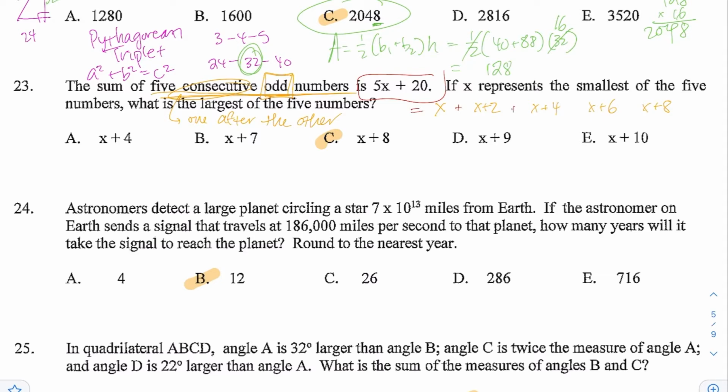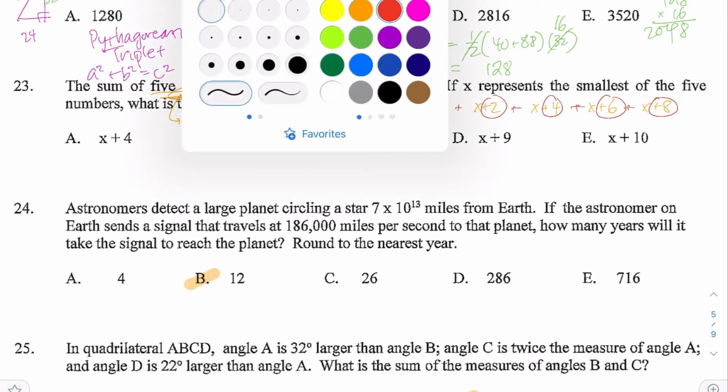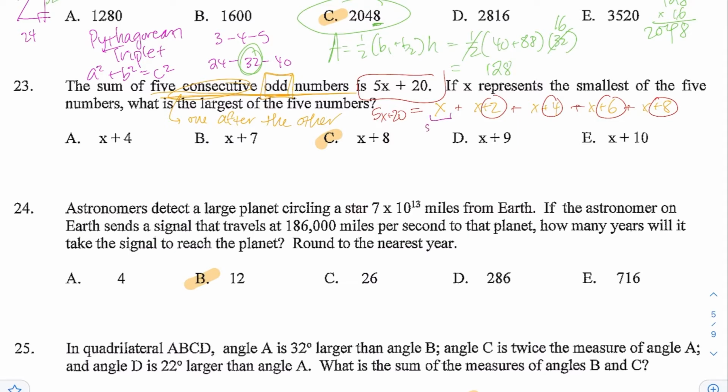So here, if you add everything up, that's going to be 5x plus 20. If you were to add up these numbers, you have to combine like terms. The x's, you have 5 of them, and you have to add 2, 4, 6, and 8. So that's going to be 5x plus 20. Now, to figure out the largest of the 5, you have x, which is the smallest. And the largest will be right here, x plus 8. And everything does add up to 5x plus 20, so everything does check out.